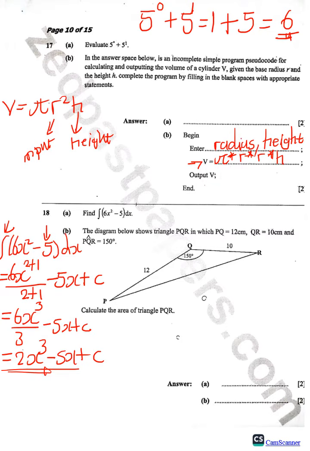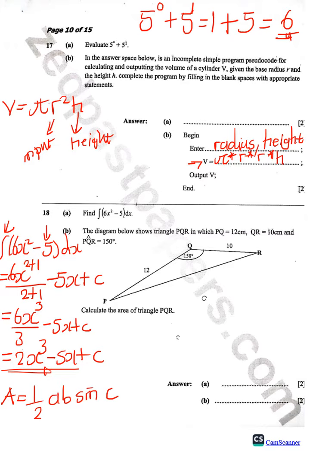Now we can move on to question B. The diagram below shows triangle PQR in which PQ is equal to 12 centimeters, QR 10 centimeters, and angle PQR is 150 degrees. Now the question is to calculate the area of triangle PQR. So we are dealing with a non-right angle triangle, and the formula for the area of a non-right angle triangle is equal to half ab sin C. This formula comes from the topic of trigonometry.